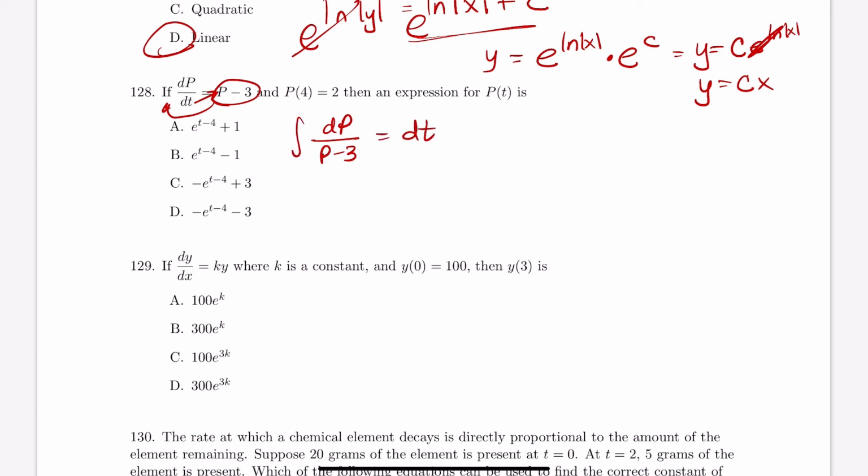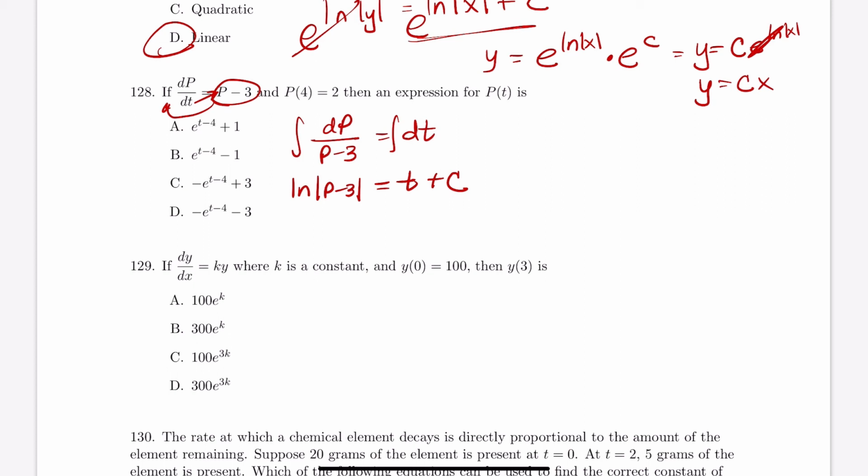So if I integrate this, I'm going to have the natural log of p minus 3. If you want to do u substitution to prove it, you can. You should just know that if it's a linear function, then you just do 1 divided by the u prime, but in this case it'll just be 1. But anyways, that's equal to t plus c.